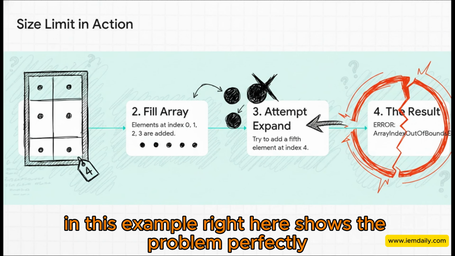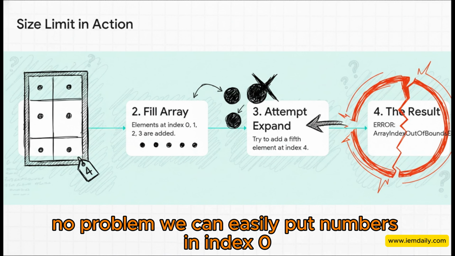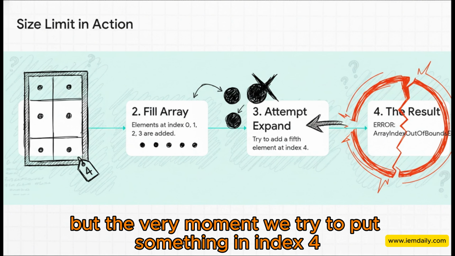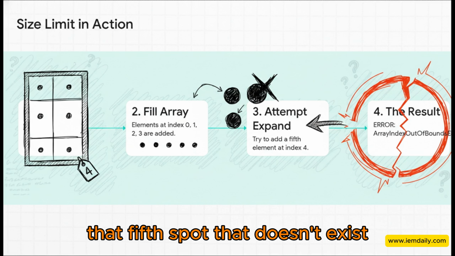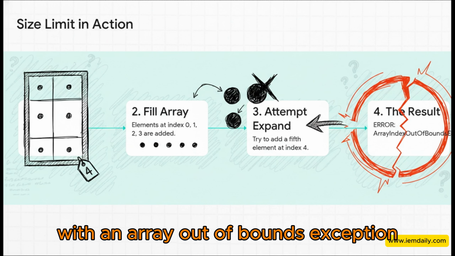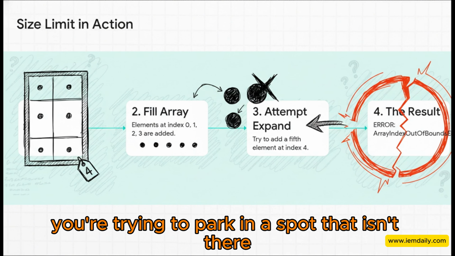And this example right here shows the problem perfectly. Let's say we make an integer array with a size of 4. No problem. We can easily put numbers in index 0, 1, 2, and 3. But the very moment we try to put something in index 4, that 5th spot that doesn't exist, bam! The whole program crashes with an array out of bounds exception. That's just Java's way of screaming, stop, you're trying to park in a spot that isn't there.